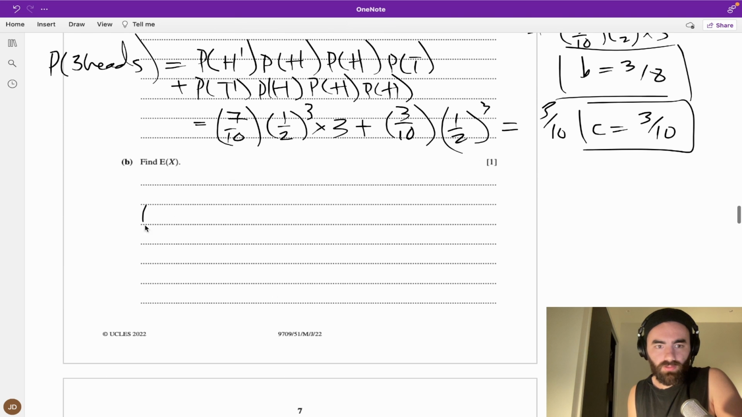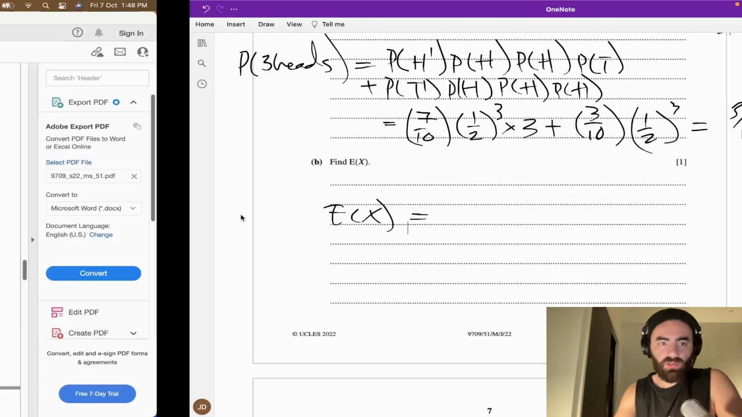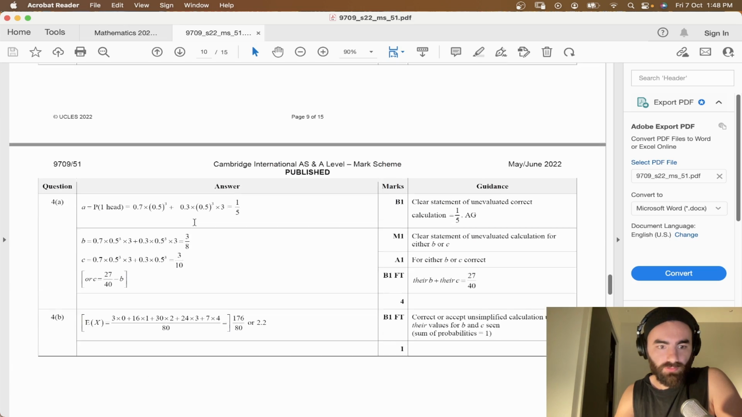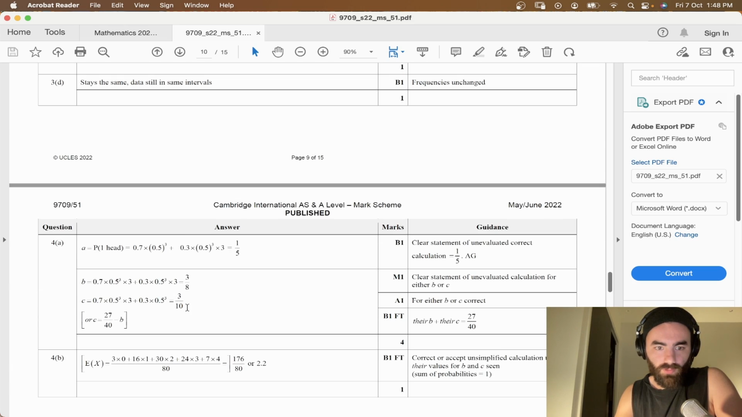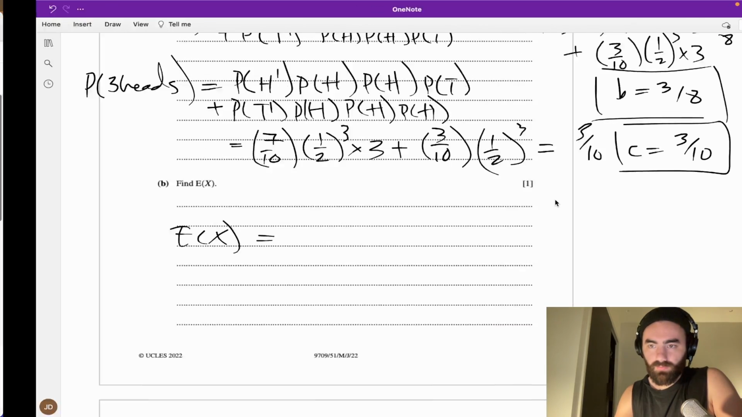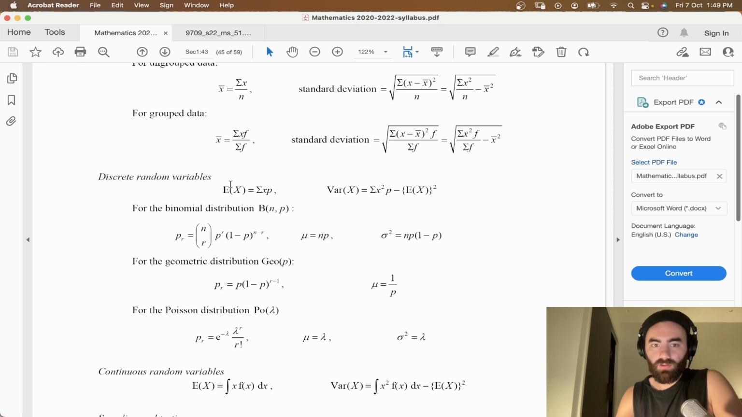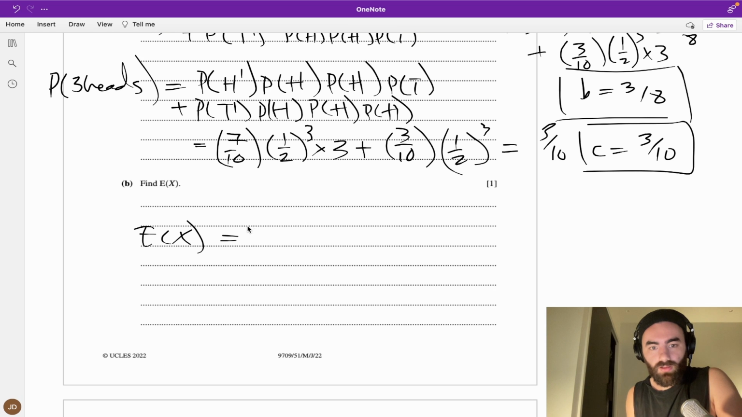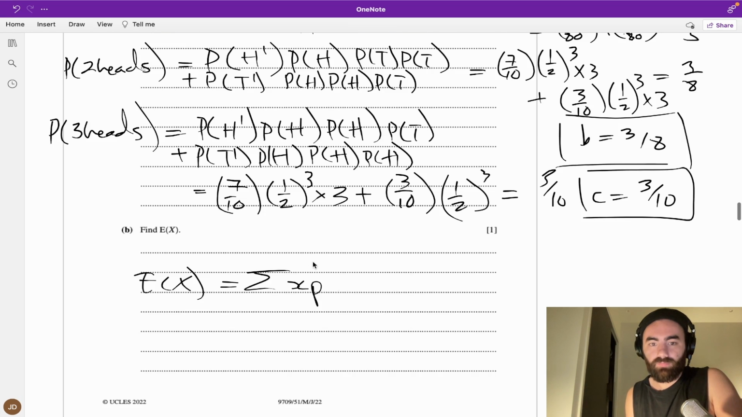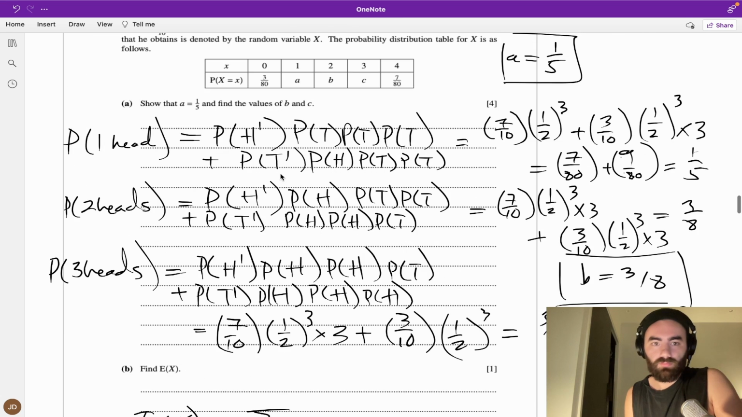Find the expected value. It's just from your formula sheet. So I should just check those real quick. 3/8, 3/10. Yeah. So from your formula sheet, for discrete random variables, this is the expected value. So the sum of x times the probability, so just go through them all.